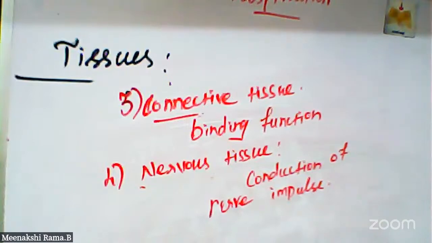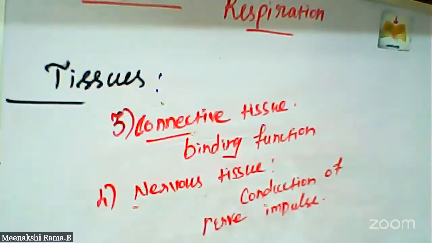Okay, these are all the 4 types of tissues: epithelial tissue, muscular tissue, connective tissue and nervous tissue. So these are the 4 kinds of tissues.